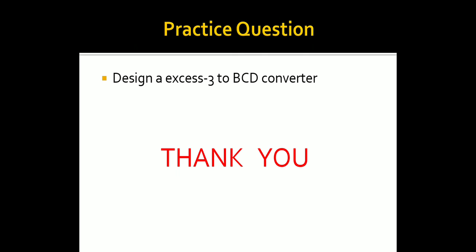Similarly, we can draw an XS3 to BCD converter. What we have to do is write W, X, Y, Z on the left hand side as inputs, and A, B, C, D on the right hand side, and the outputs are now A, B, C and D.